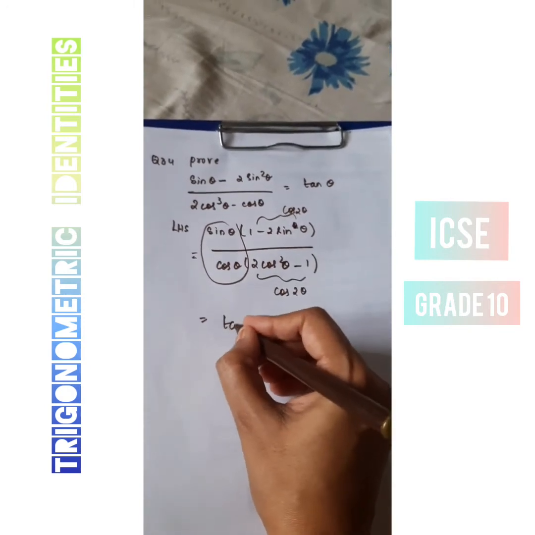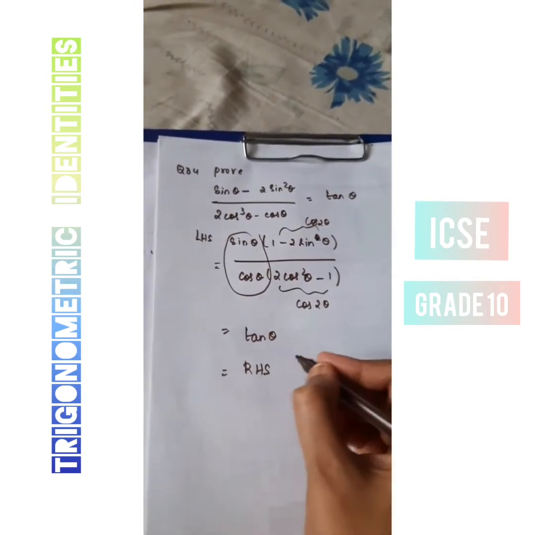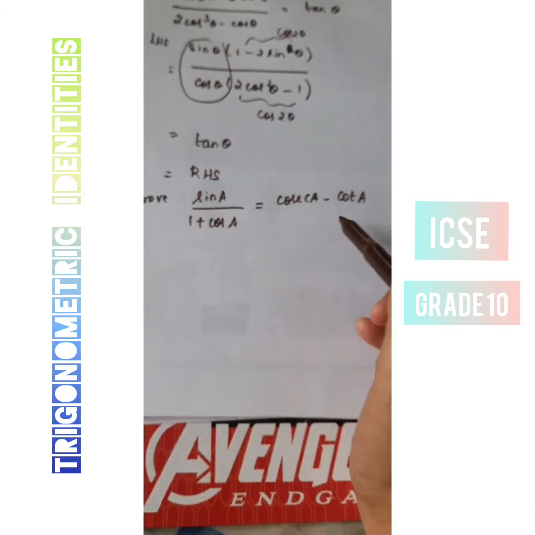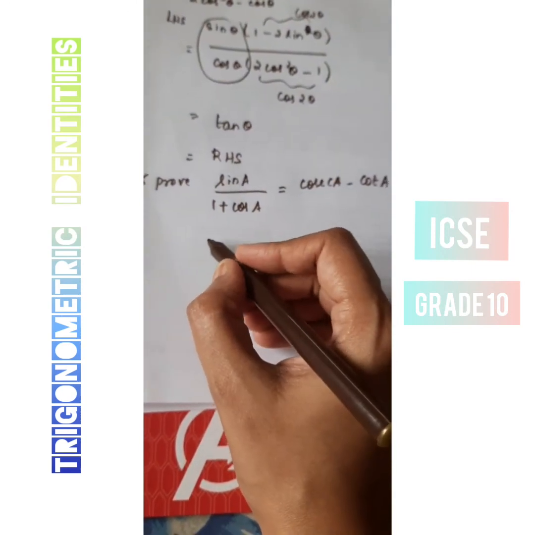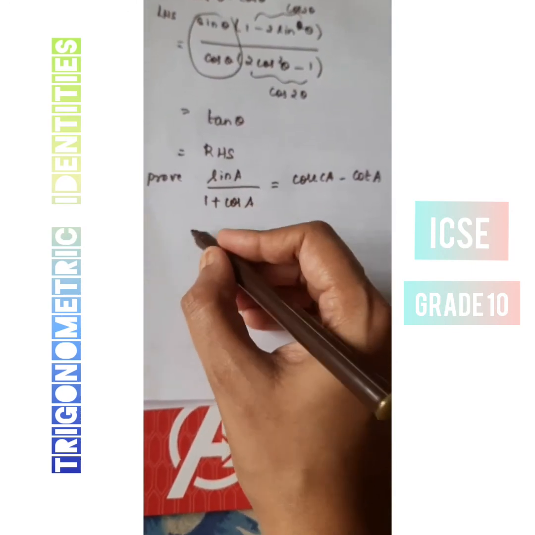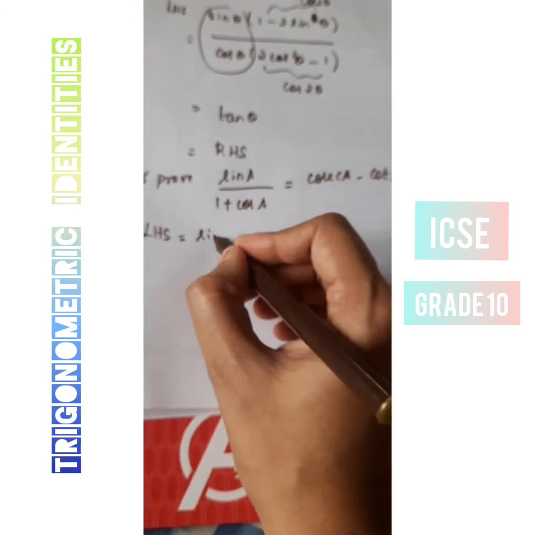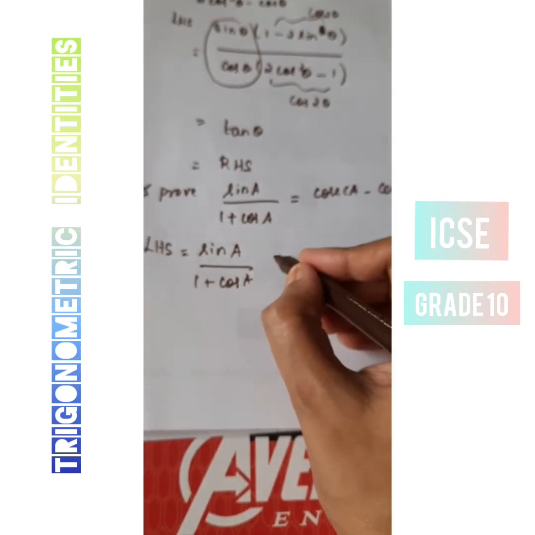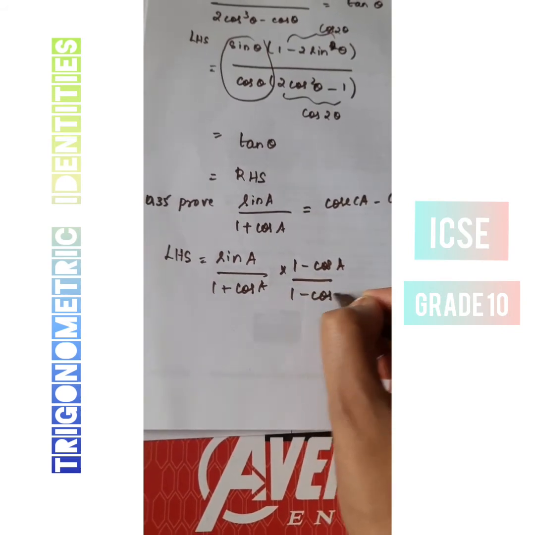So sin by cos is tan theta, and that other cos 2 theta gets right, so RHS. So question 35, we'll take the LHS first. Sin A by 1 plus cos A equal to cosecant A minus cot A is what we need to prove by taking the LHS and multiplying and dividing it by 1 minus cos A, which is just equivalent to 1.